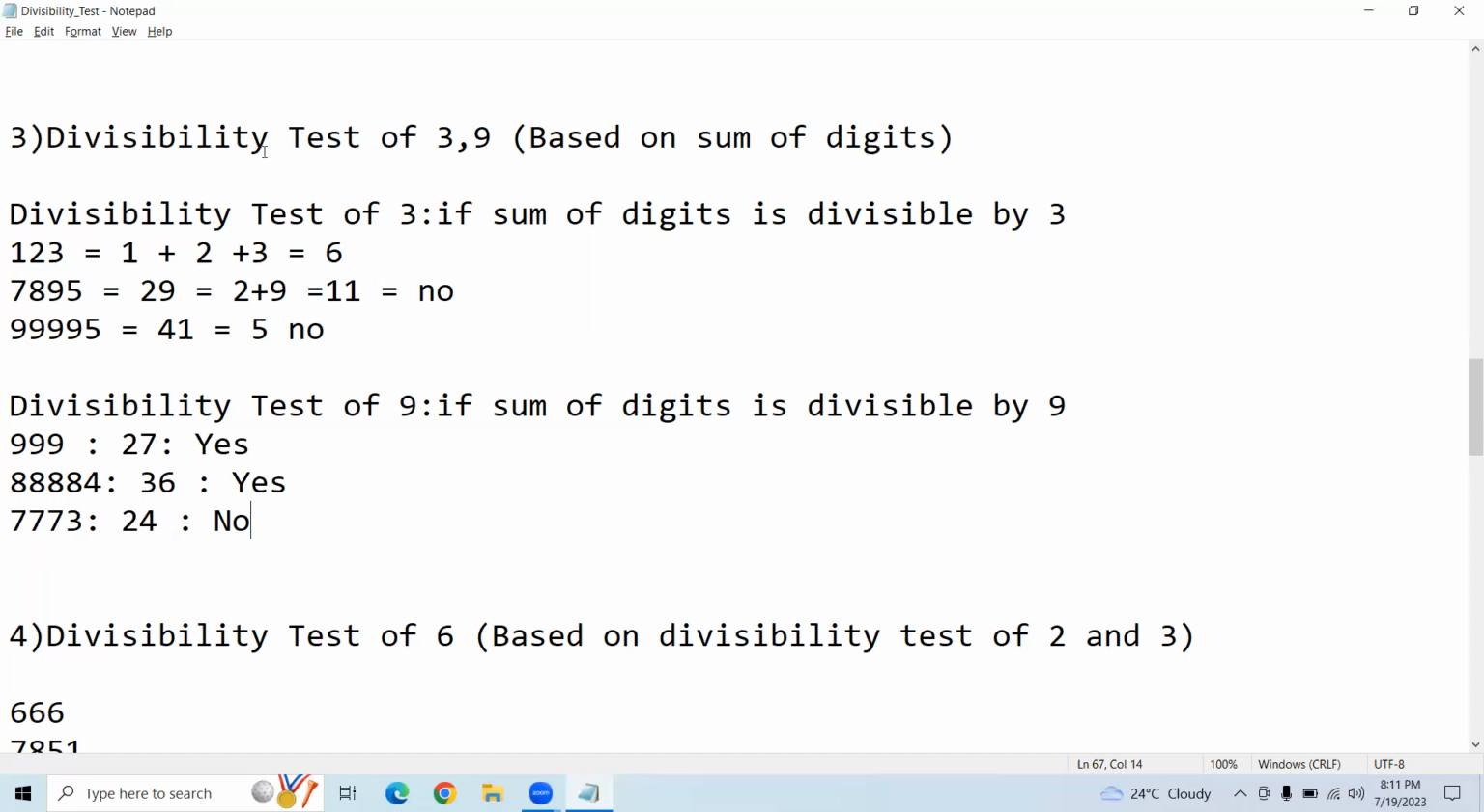So for the divisibility test of 3, you have to check whether the sum of the digits is divisible by 3 or not. And for 9, you have to check whether the sum of the digits is divisible by 9 or not.